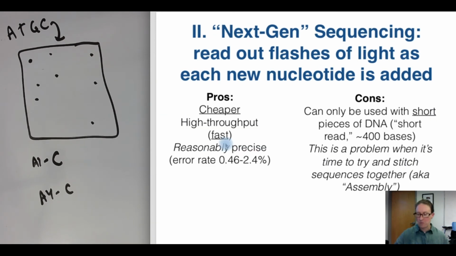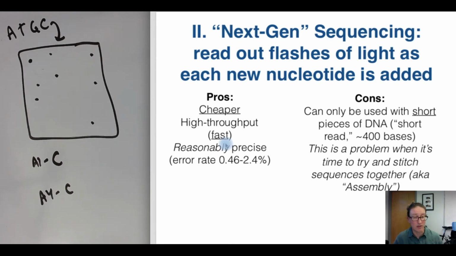Okay, so here are some of the benefits of next-gen sequencing. First off, it is way cheaper than Sanger sequencing was. And you can fit a lot of samples onto one of these plates, so it's a very high throughput process. So you can sequence things relatively quickly using this method, especially compared to Sanger sequencing. And it's also a reasonably precise process. The error rate is somewhere between 0.46 to 2%. So not perfect, but not bad, all things considered. There are some downsides to this method, which is you can only use this technique with short pieces of DNA.